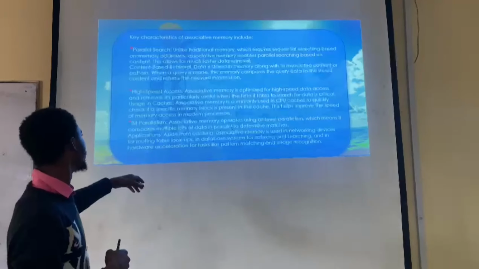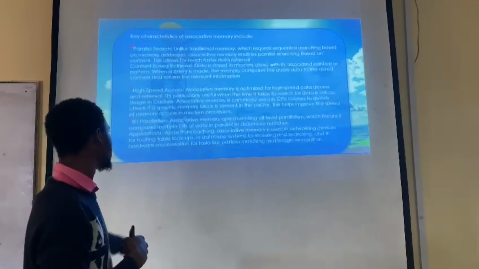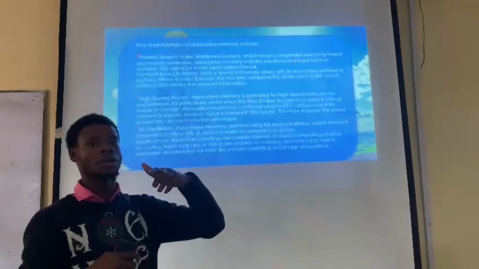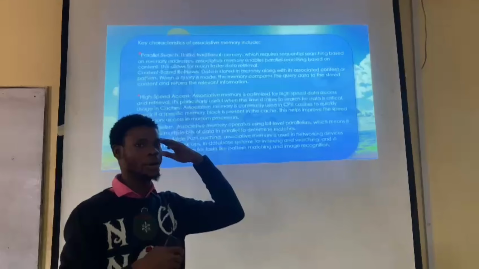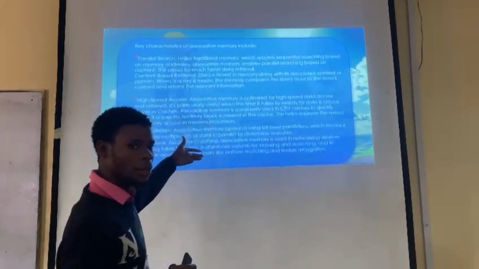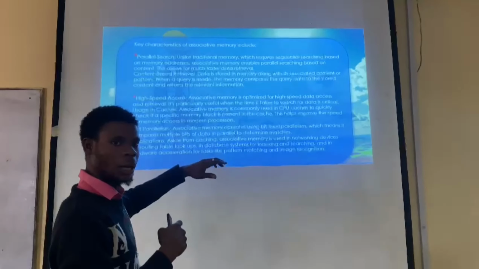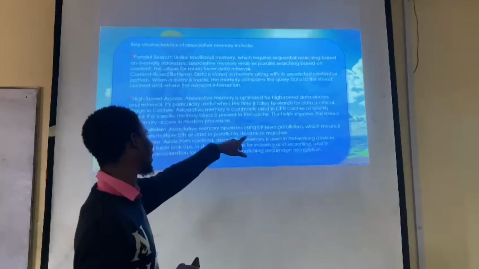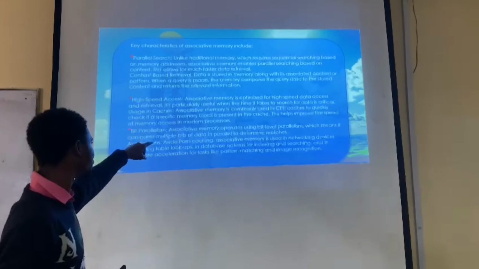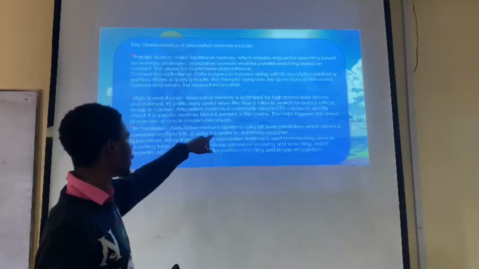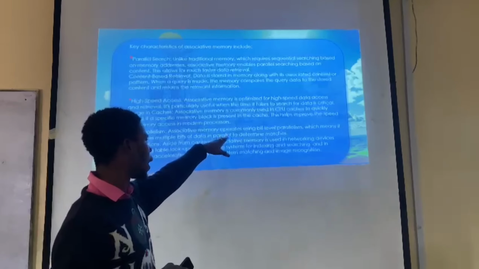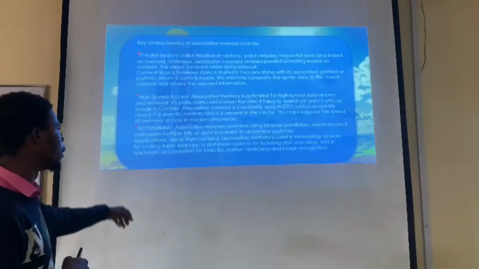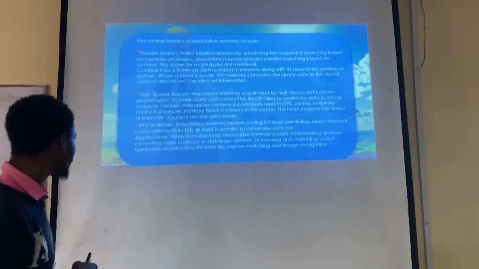So let's go to the usage. Associative memory is commonly used in the CPU, and you all know the function of the CPU, which is the brain of the computer. It keeps data for short periods, to quickly check if a specific memory block is present in the cache. This helps improve the speed of memory access in modern processors.